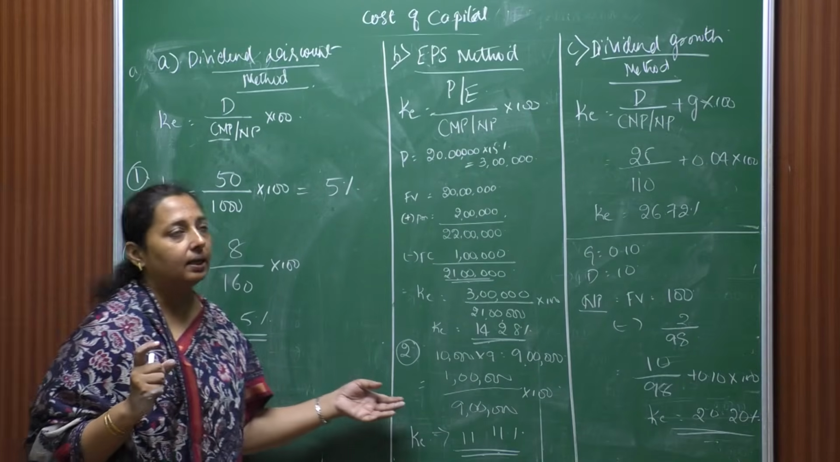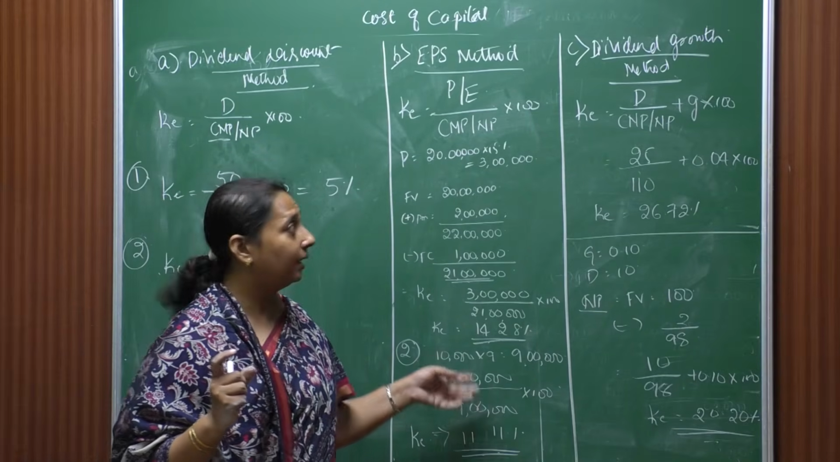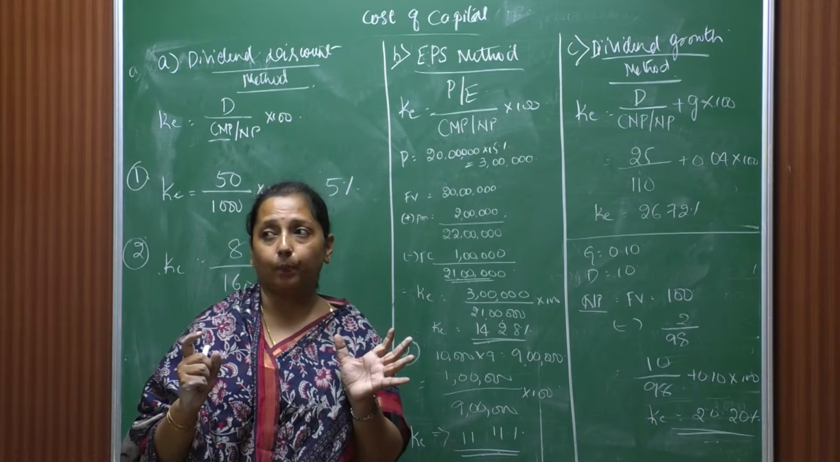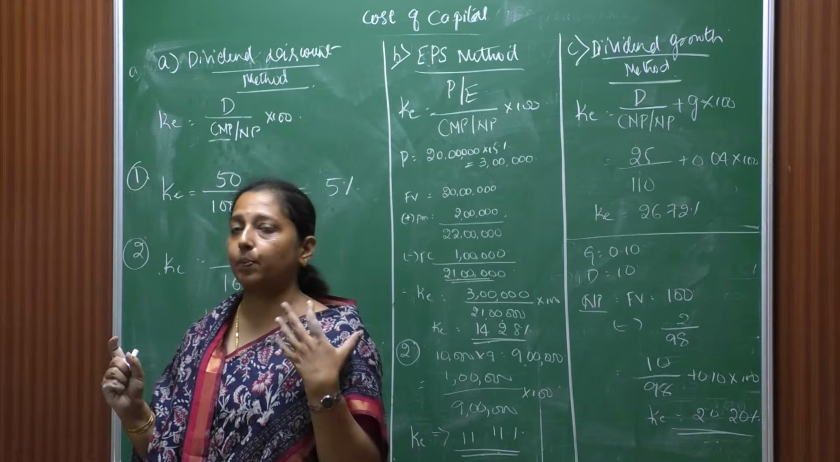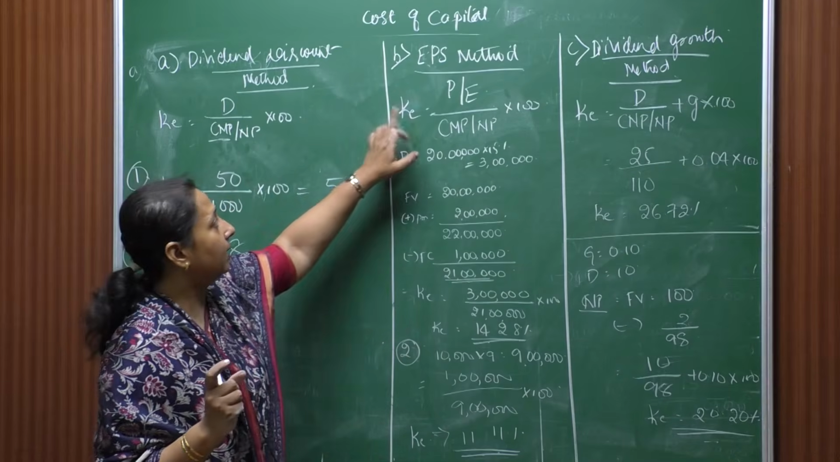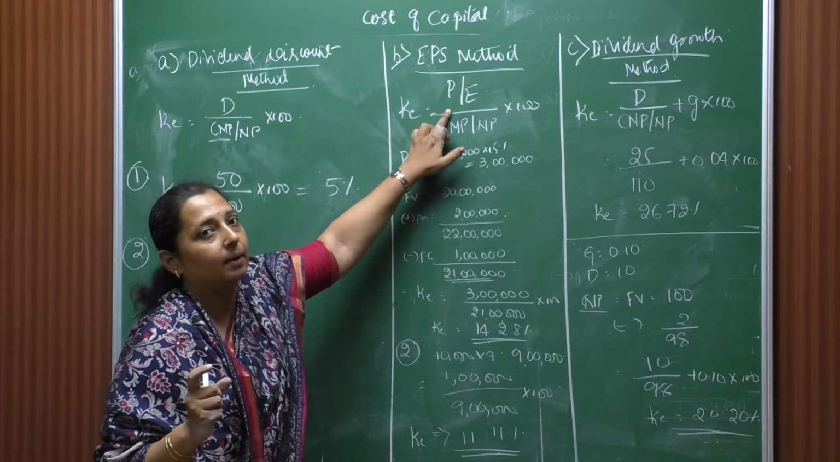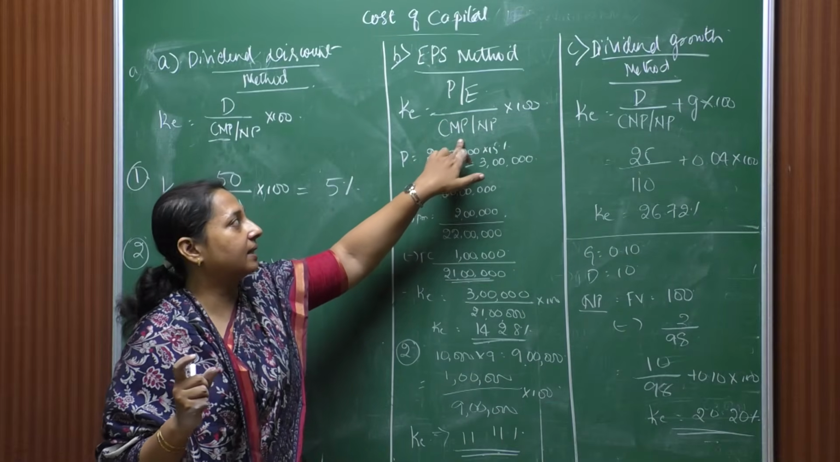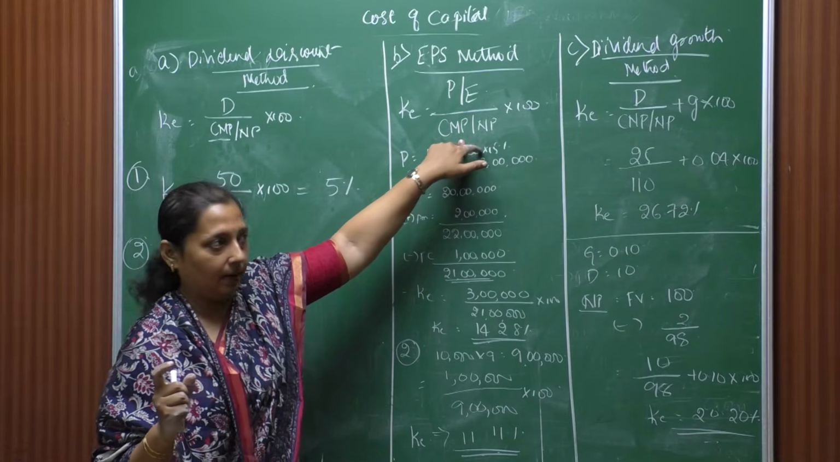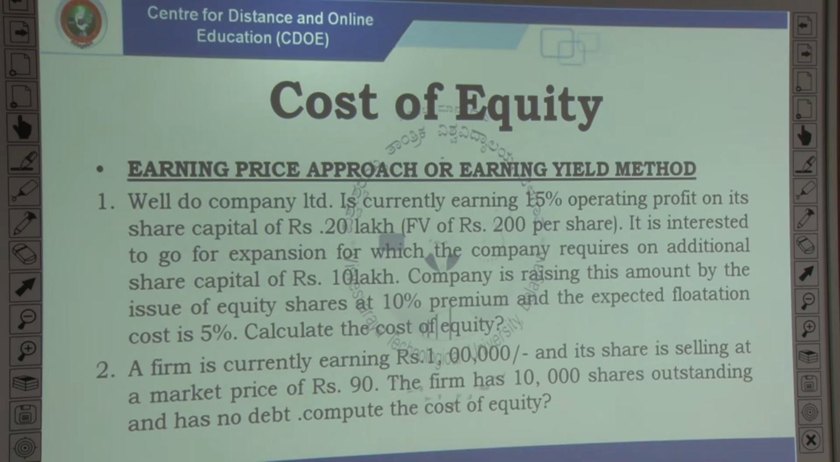Next move on to the earning price method. Okay, as I said, earnings will be given importance. Earnings are nothing but the operating profit of a company. So here instead of D we replace it with P. P stands for profit, or E, earnings, that is divided by CMP into 100. Look at the first problem.